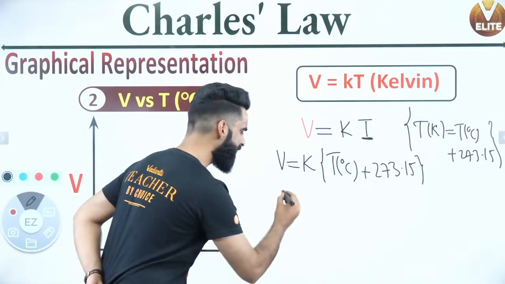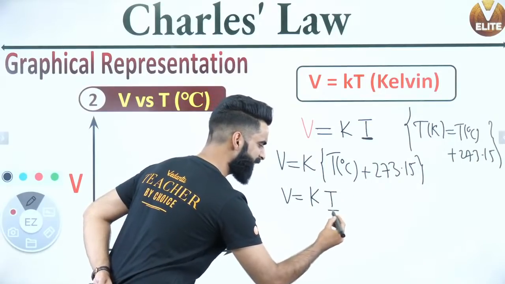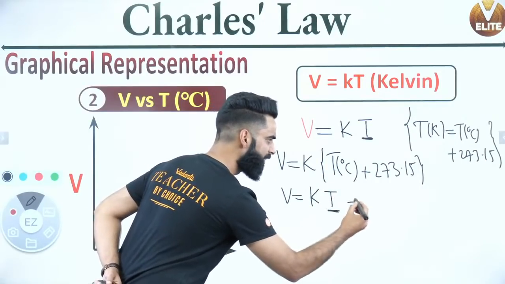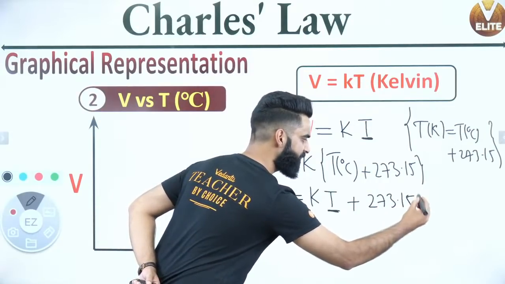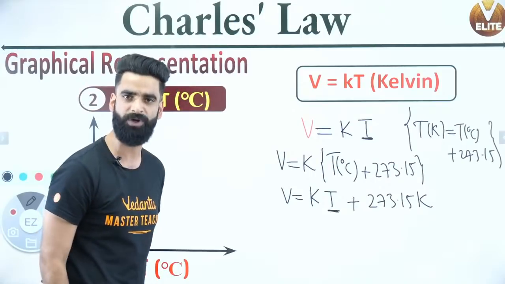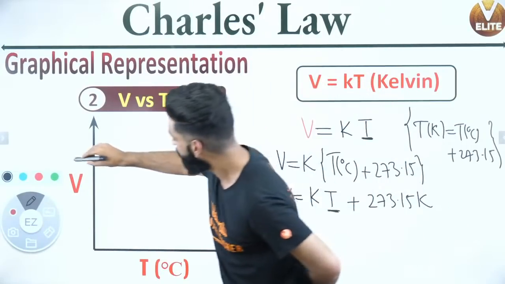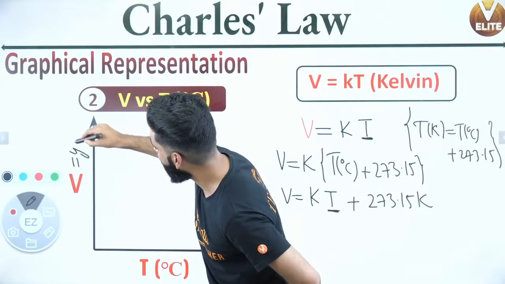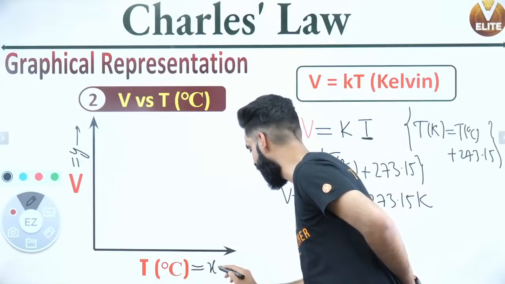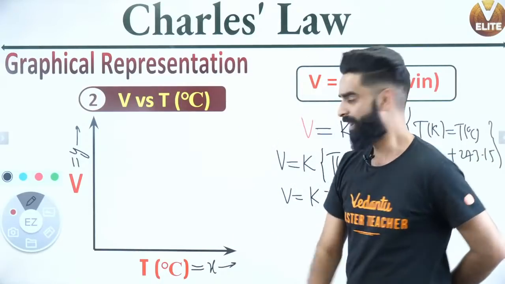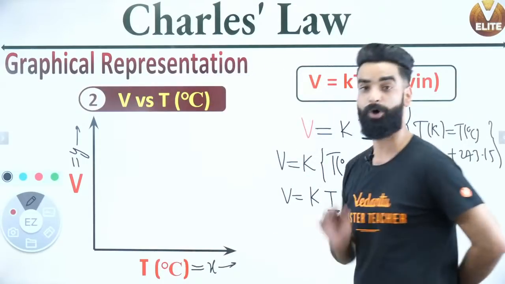Just multiply throughout by K. I'll get V is equal to K multiplied by temperature, which is now in degree centigrade, plus 273.15 K. Now have a look. I'm plotting the volume along the y-axis, and I'm plotting the temperature in degree centigrade along the x-axis.